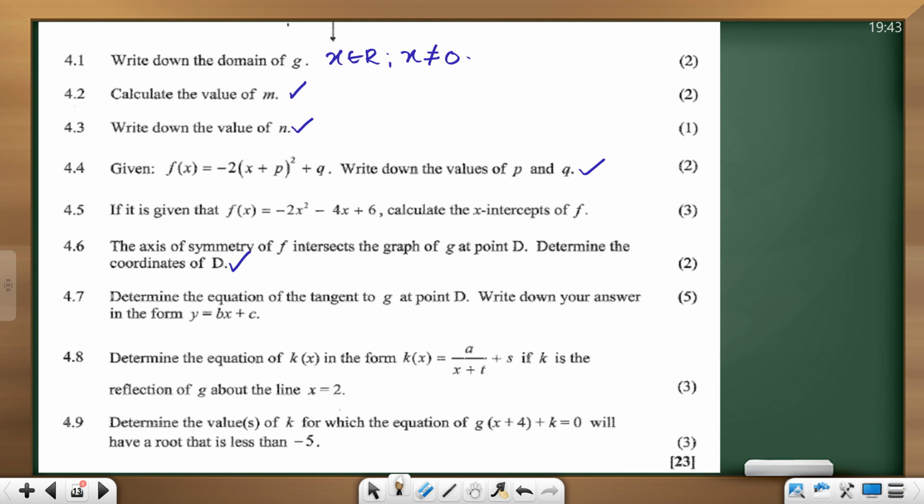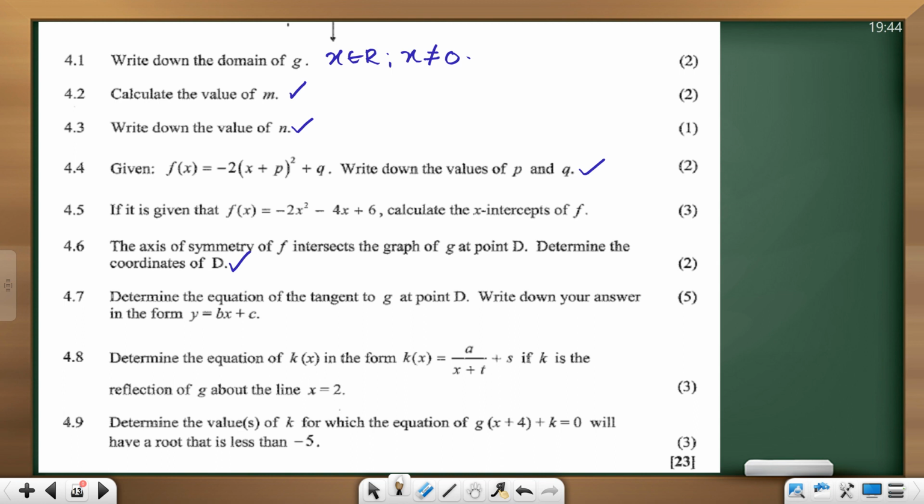Determine the values of k for which the equation g of x plus 4 plus k equals 0 will have a root that is less than -5. Oh, we should go back to the first one.